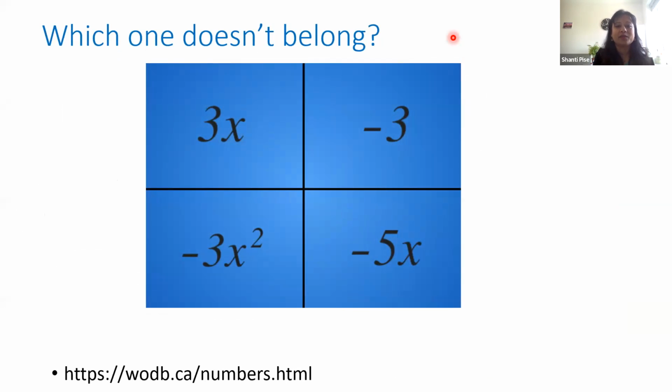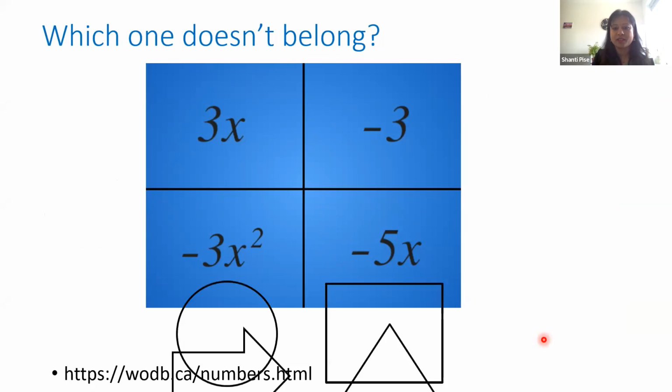So I have one more question for all of you. This is my favorite questions. Which one doesn't belong? Can you think of? Which one doesn't belong? अब मैं इसको थोड़ा सा और कॉम्प्लिकेटेड करती हूँ आपके लिए.